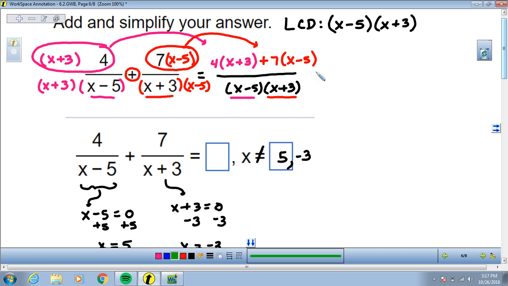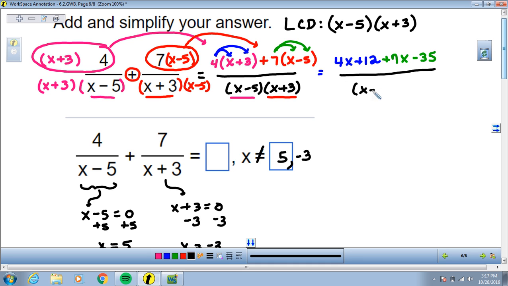Alrighty. So simplify these expressions. We're going to distribute, right? So right here we're going to distribute the 4. 4 times x and 4 times 3 is going to give you 4x plus 12. Then on my second one, we're going to have 7 times x and 7 times negative 5. 7 times x is positive 7x. 7 times negative 5 is negative 35. Everything over my least common denominator, which is x minus 5 times x plus 3.